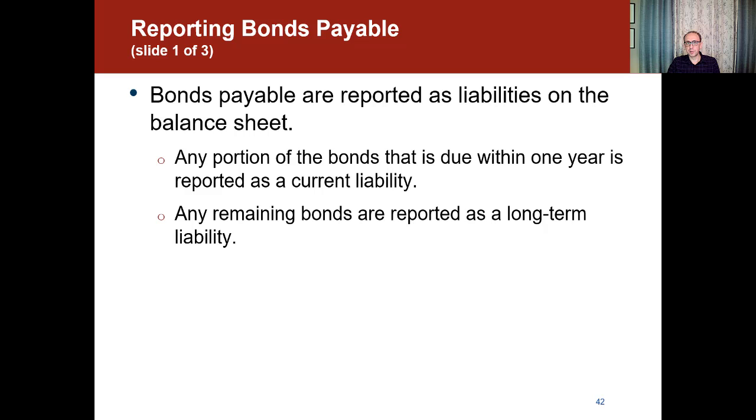Now let's cover reporting bonds payable and how they are reported on the financial statements. Bonds payable are reported as liabilities on the balance sheet. Any portion of the bonds that is due within 1 year is reported as a current liability. Any remaining bonds are reported as a long-term liability.